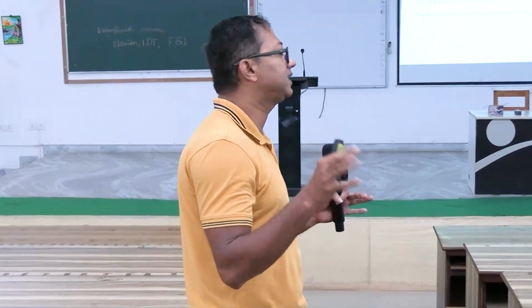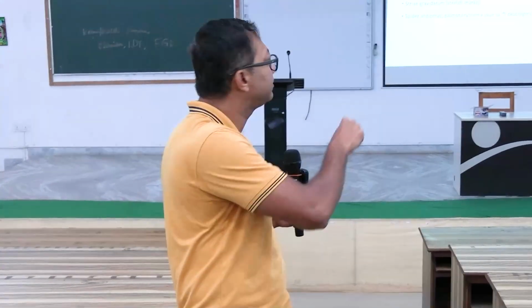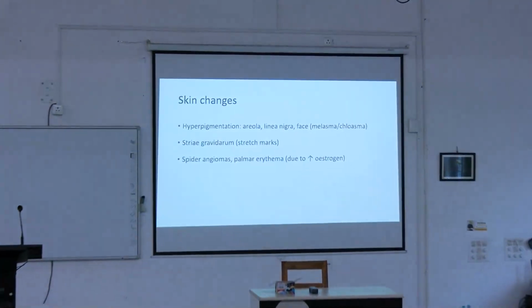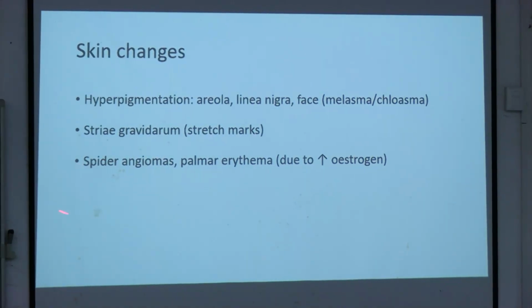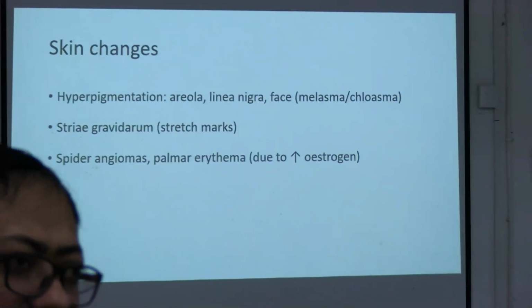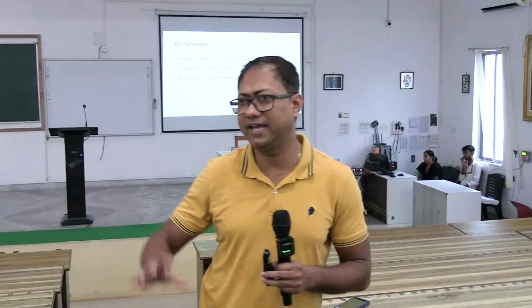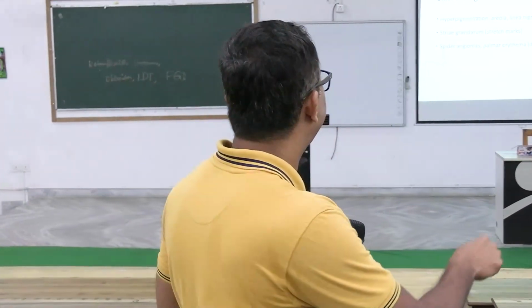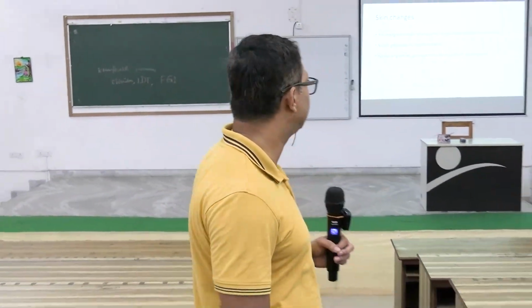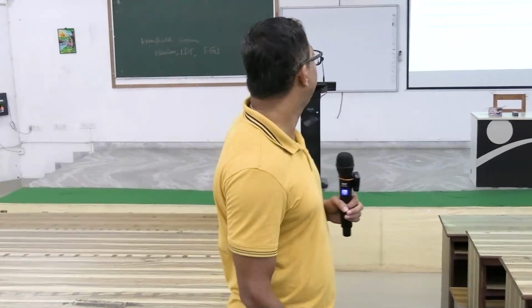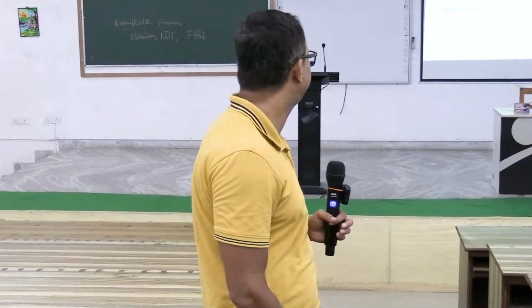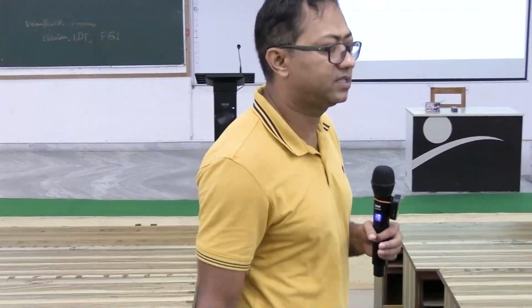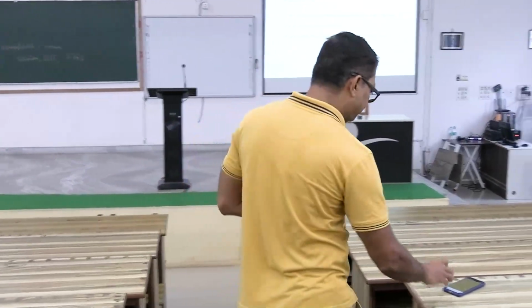So one is hyperpigmentation, and another is spider angiomas and palmar erythema due to increased estrogen. If you see patients of chronic liver disease with high estrogen, then also you will see spider angiomas and palmar erythema. So these are features of hyperestrogenemia, commonly seen in a pregnant mother, and also hyperpigmentation of the areola, linea nigra, face, melasma, cloasma, right, and striae gravidarum or stretch marks. These are all due to hyperpigmentation.